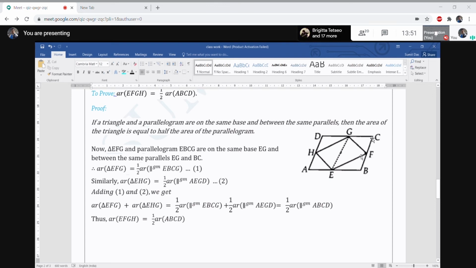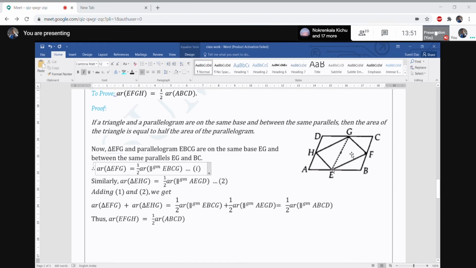This triangle EFG and parallelogram EBCG are on the same base EG, and between the same parallel lines EG and BC. Therefore, area of triangle EFG is half of area of EBCG. Okay, so mark this one number 1.